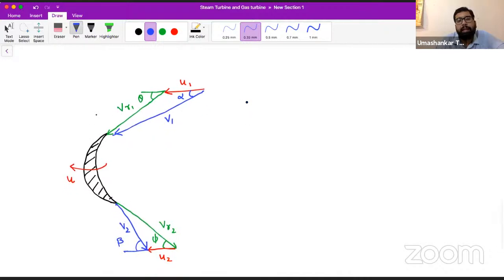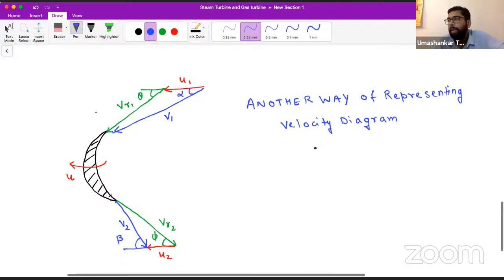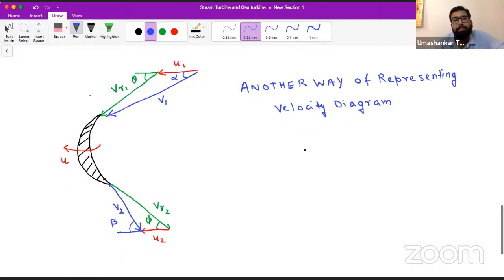So there can be another way of making or representing the velocity diagram. Sometimes what happens is that this kind of diagram is given to you in the examination, and students get confused in this representation. So let's just quickly see this representation.